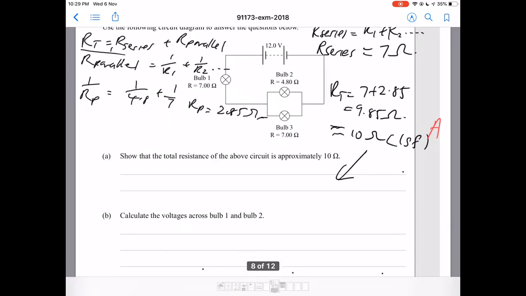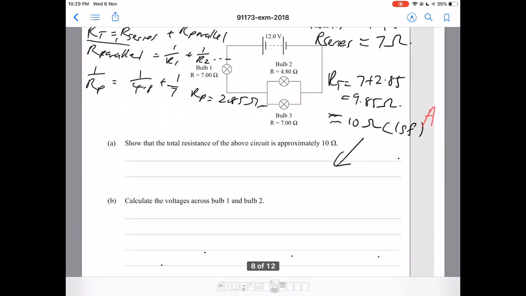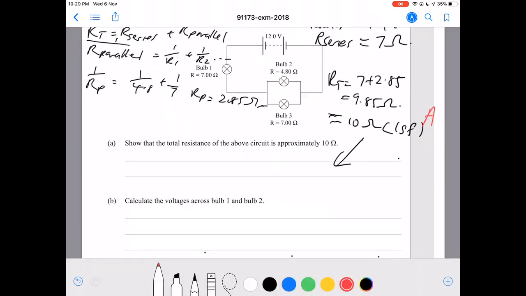Now, calculate the voltages across bulb 1 and bulb 2. The easiest way to approach this question is to find the total current, and then use the total current to find the voltage used by bulb 1. The voltage used by bulb 1 is different to the voltage used by bulb 2, and the voltage used by the series plus the voltage used by the parallel equals the total voltage.